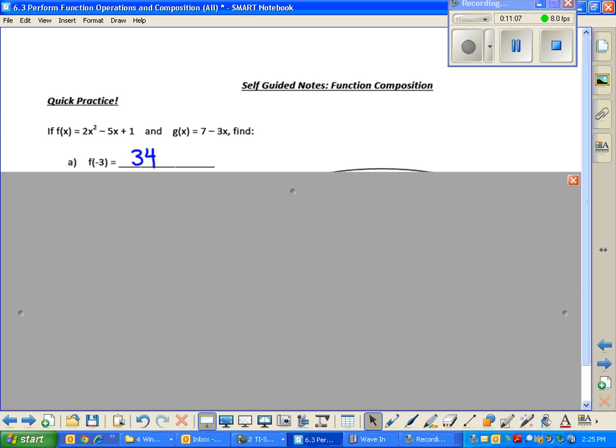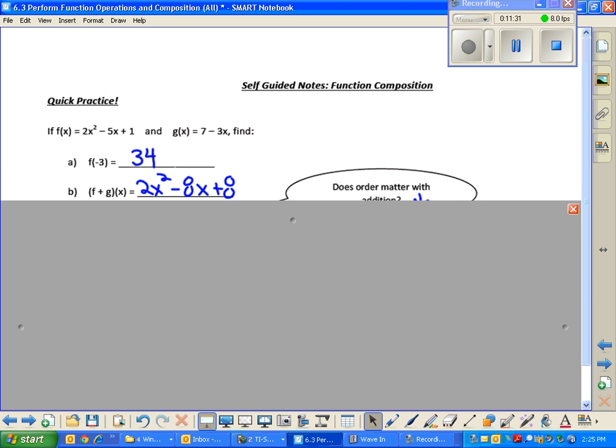I just wanted you to get a little bit of practice with your function notation. In part A, you just had to plug -3 into f of x. Tricky part there is when you square that -3. If you got this one wrong and you didn't get 34, if you square that -3, you have to remember that that is going to be a positive 9. So just watch yourself with that.